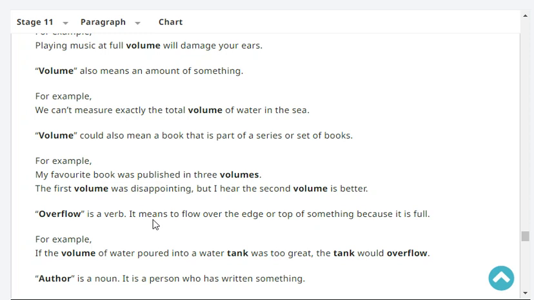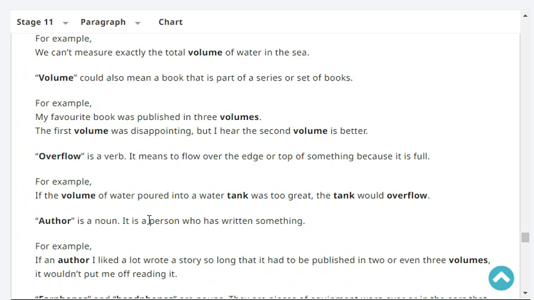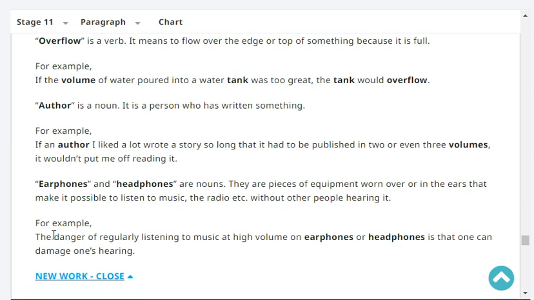Overflow is a verb. It means to flow over the edge or top of something because it is full. For example, if the volume of water poured into the water tank was too great, the tank would overflow. Author is a noun. It is a person who has written something. For example, if an author I like a lot wrote a story so long that it had to be published in 2 or even 3 volumes, it wouldn't put me off reading it.